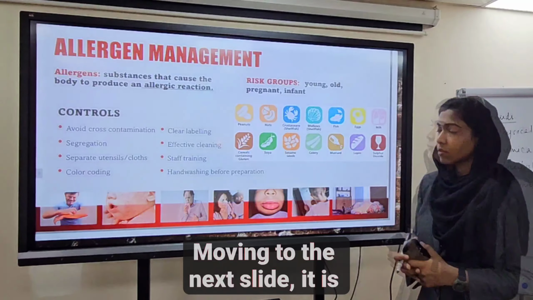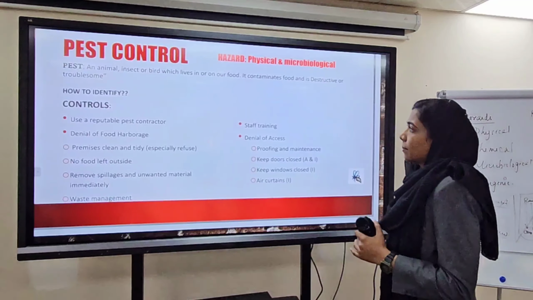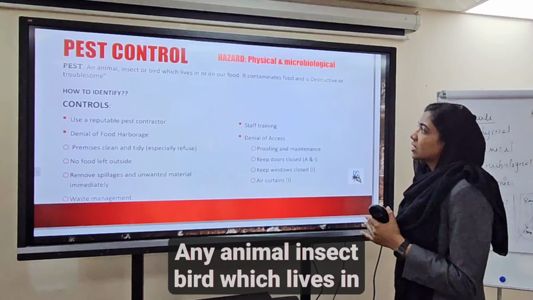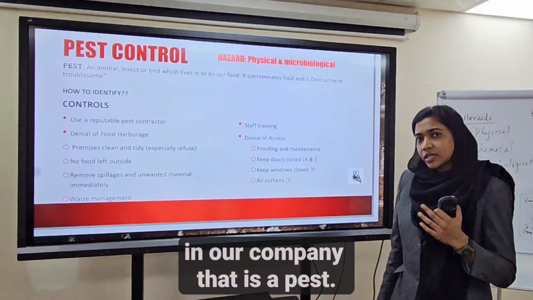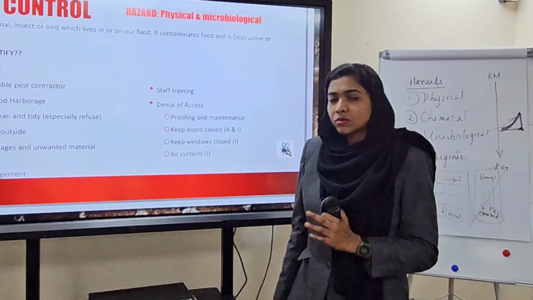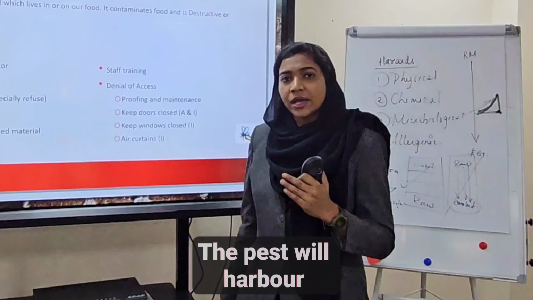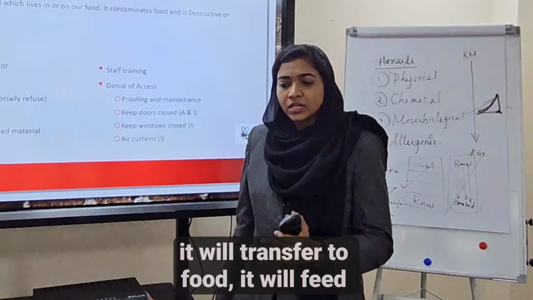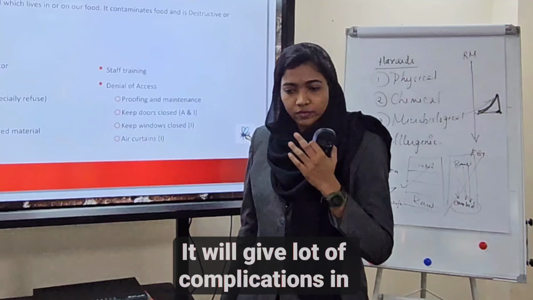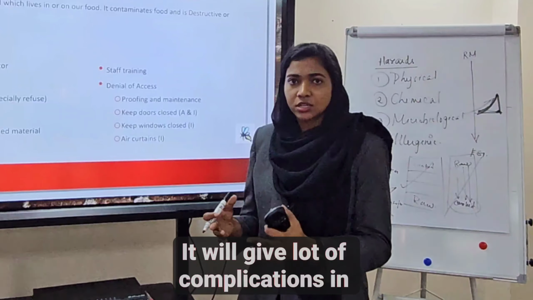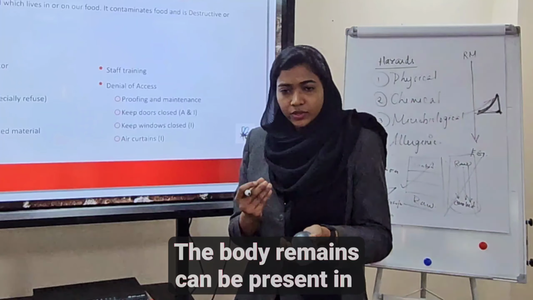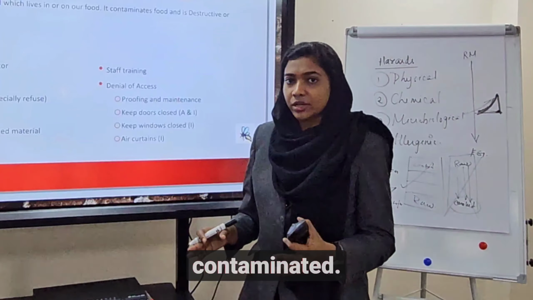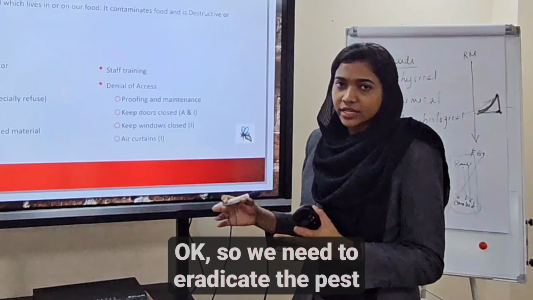Okay. Moving to the next slide, it is pest control. What is a pest? Any animal, insect, or bird which lives in our food, in our company, is a pest. Why? The pest will harbor microorganisms and transfer them to food. It will feed on our food and cause a lot of complications. Body remains can be present in the food, and all this will make the food contaminated. So we need to eradicate the pest.